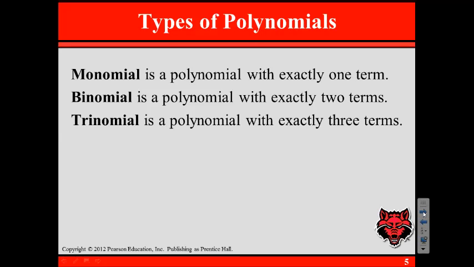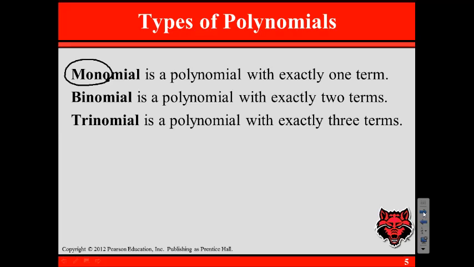We can also distinguish between 3 different types of polynomials. A monomial is a polynomial with exactly 1 term. You can look at the prefix mono. If you're listening to a stereo system and you're listening in mono, all of the sound is coming out one speaker.